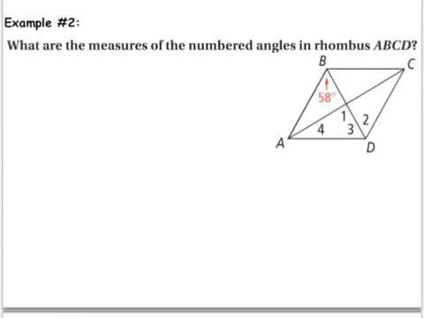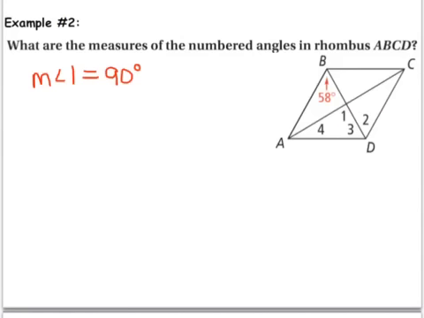So, let's start anywhere. Let's start with angle 1. Angle 1 is located where the diagonals bisect each other, and we learned from a theorem a couple pages back that the diagonals bisect each other at right angles. So the measure of angle 1 is equal to 90 degrees. Alright, let's take a look at angles 3 and 2 next.